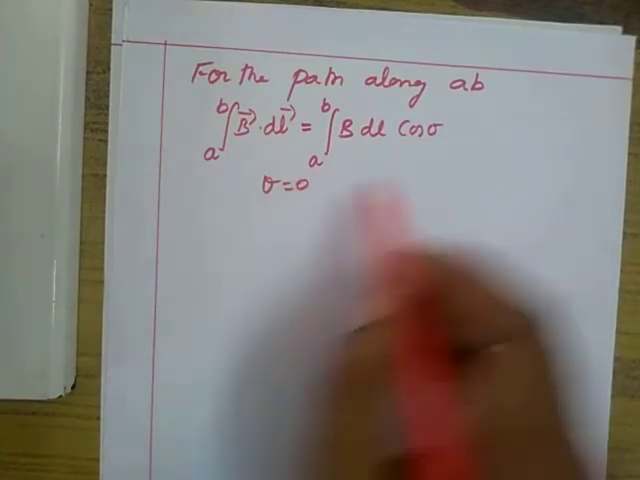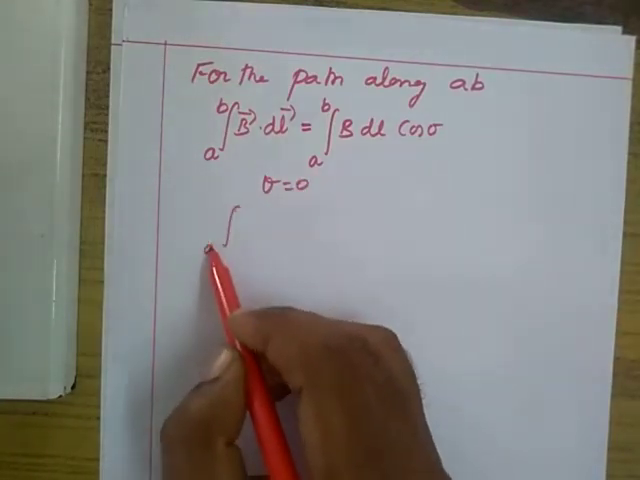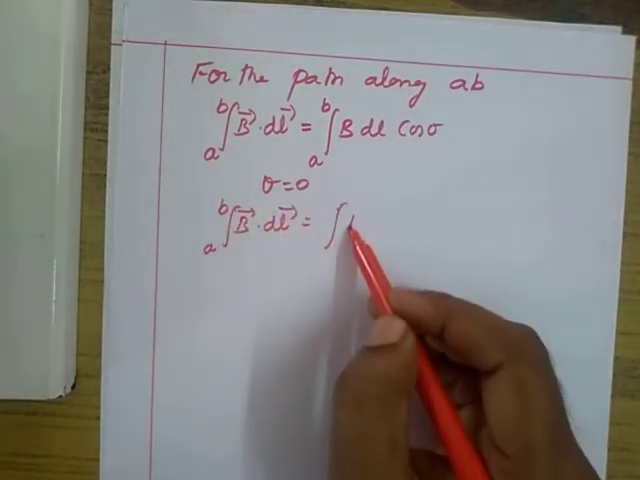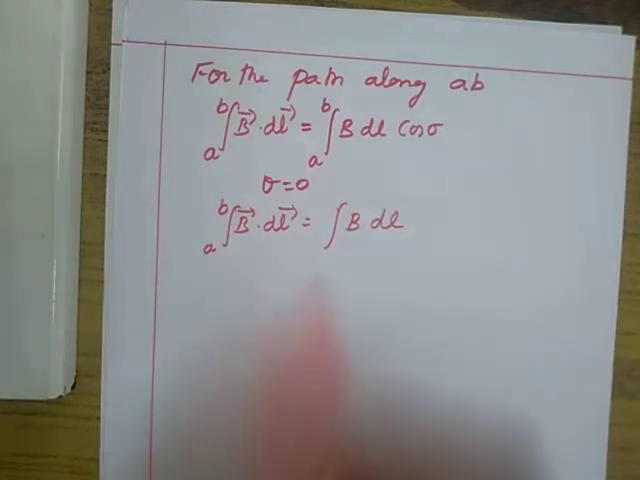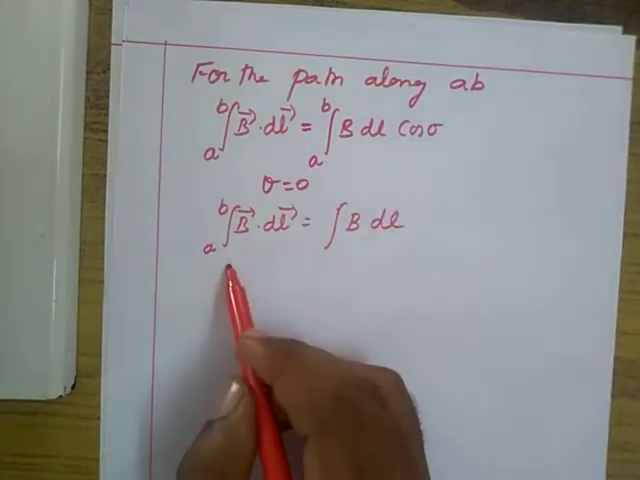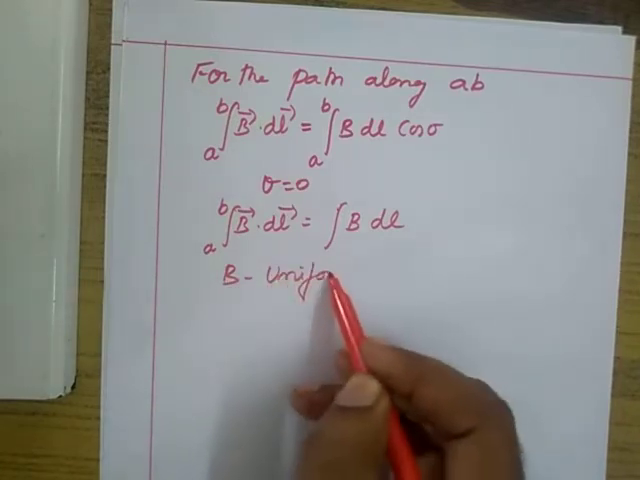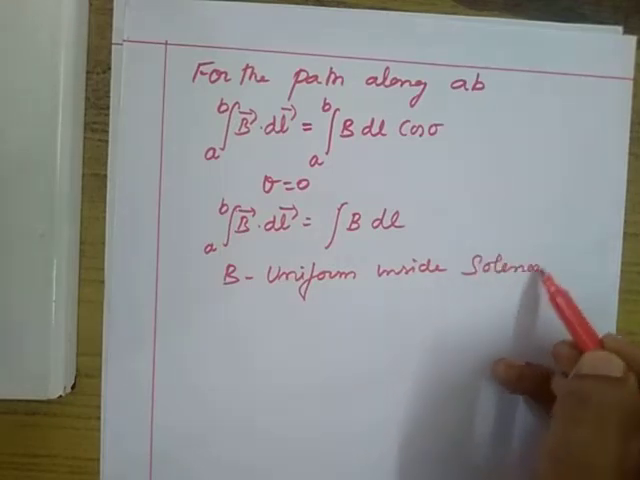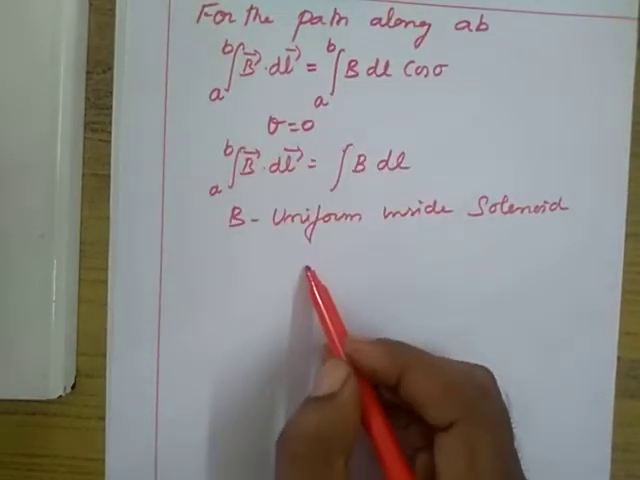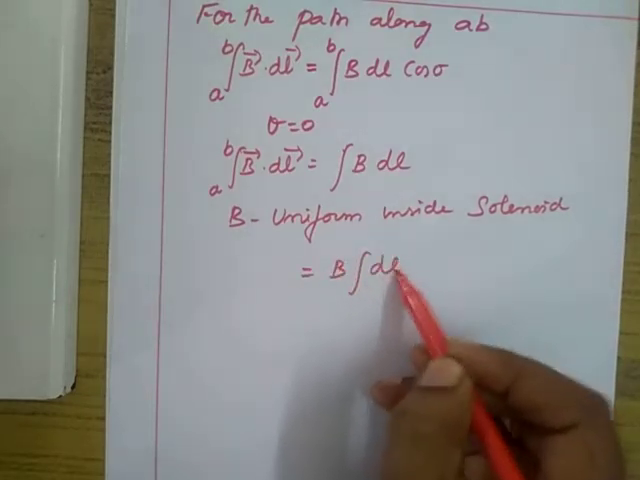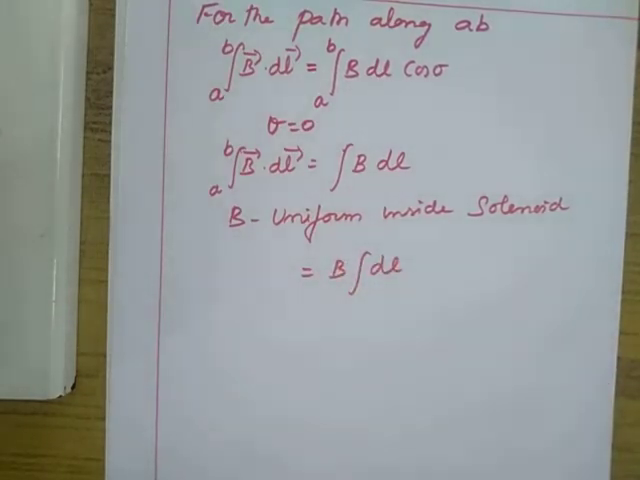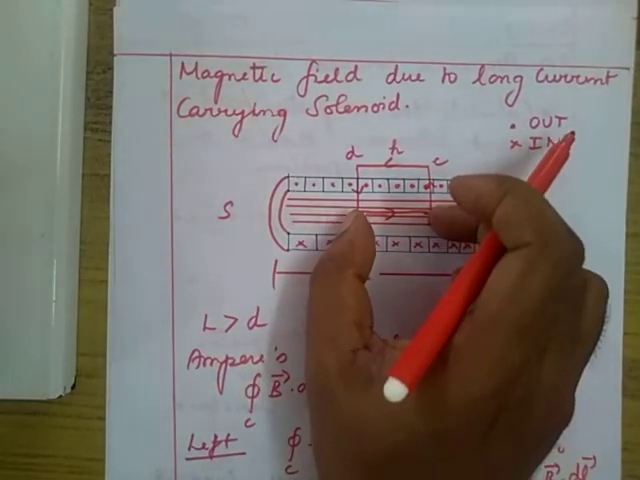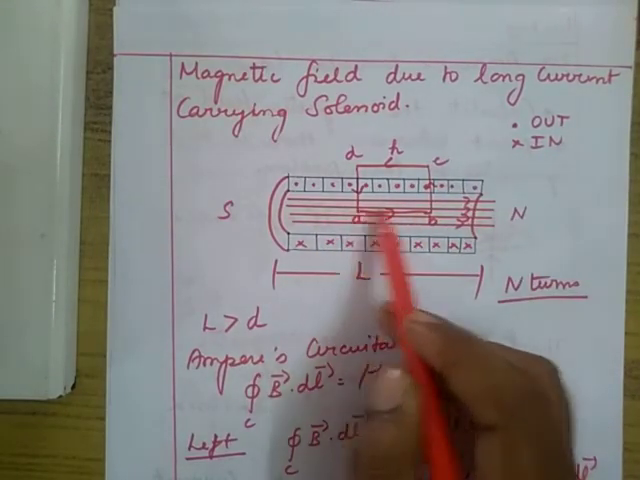Then this term, integral from A to B of B vector dot dl vector, became integral of B dl. Okay, here the magnetic field is uniform inside the solenoid. So taking B out of the integral, this became B integral dl. Integrating this one, we get the length of the element, that is h.